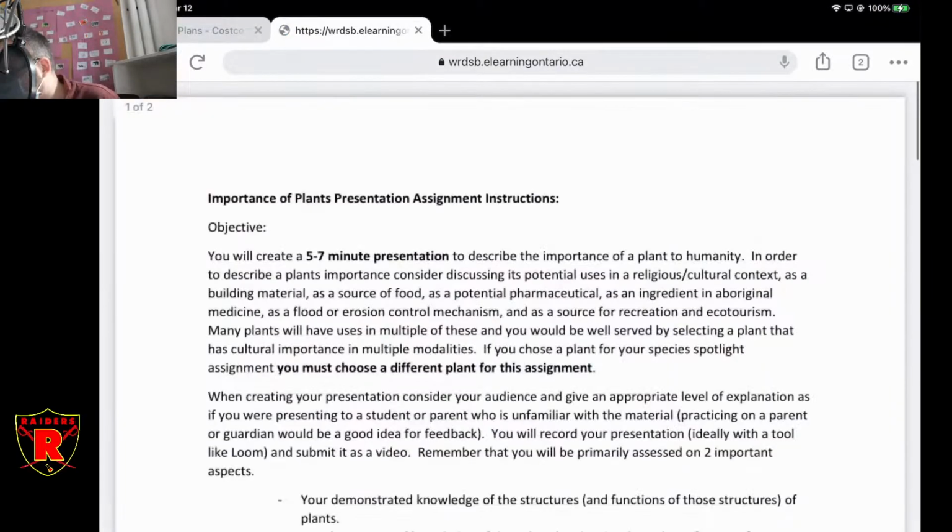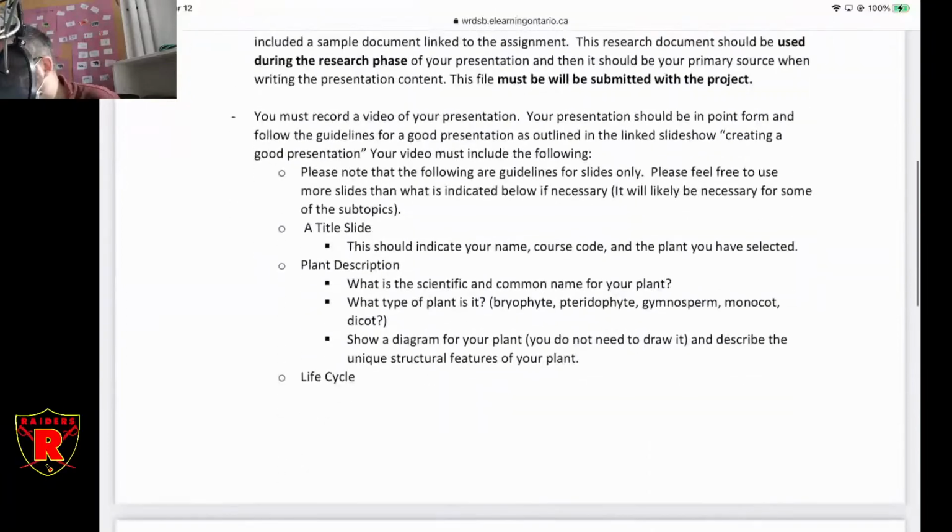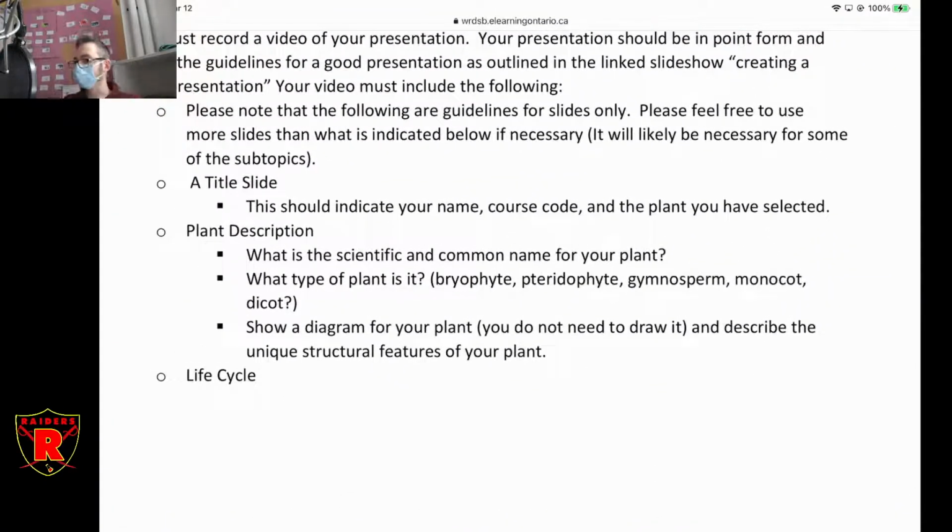So something to consider. You want a title slide. That probably just needs to be one, but then you're going to describe your plant. Okay, what's its scientific and common name? What kind of plant is it? Is it a bryophyte, pteridophyte, gymnosperm, monocot, dicot? Hopefully at this point you know what those things are and how to identify them, but if not, let's talk.